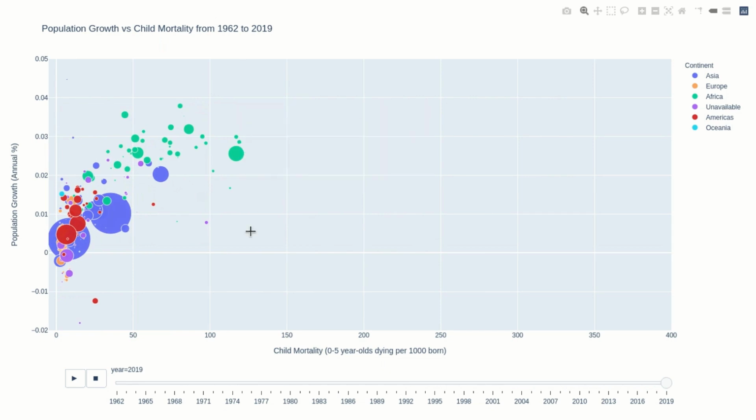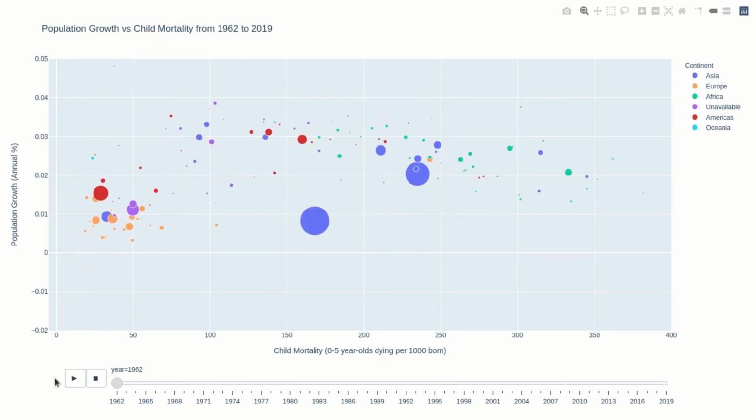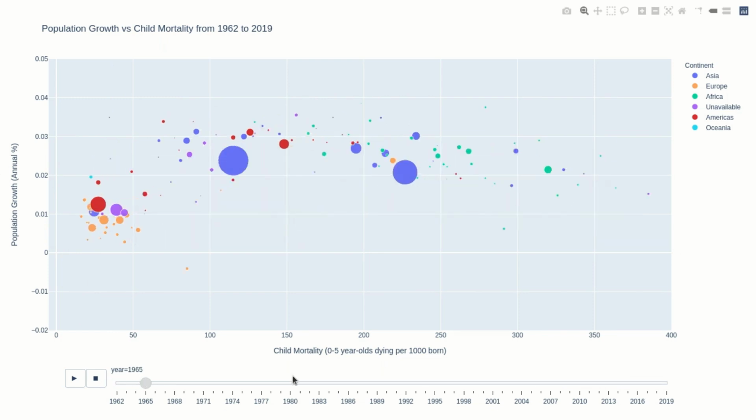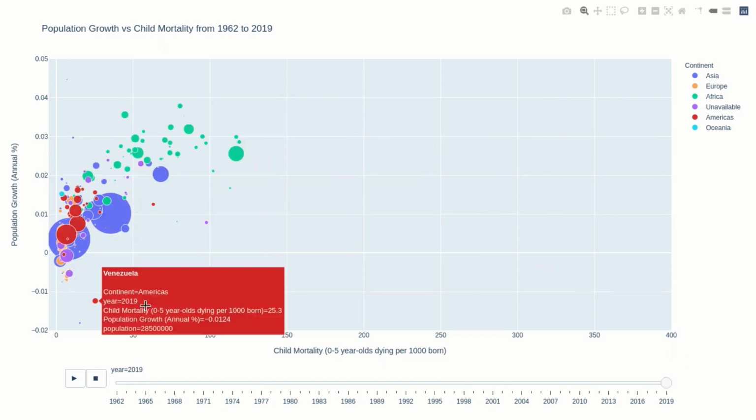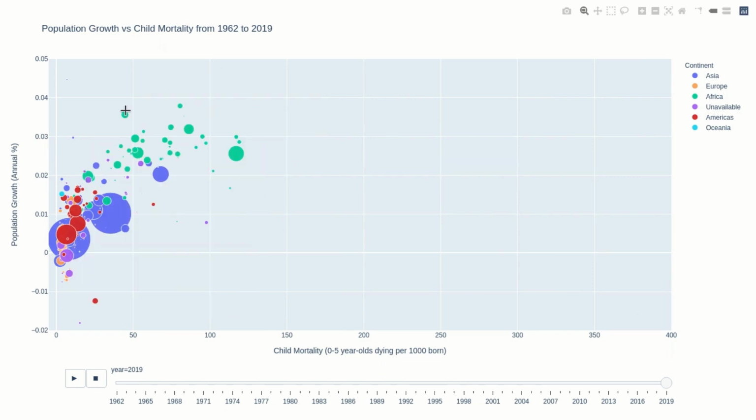And now we are in 2019, and we see that from 1962, which looked like this, where the countries were spread across and far apart, in 2019 we have come here to a state where most countries have achieved better child mortality rates.